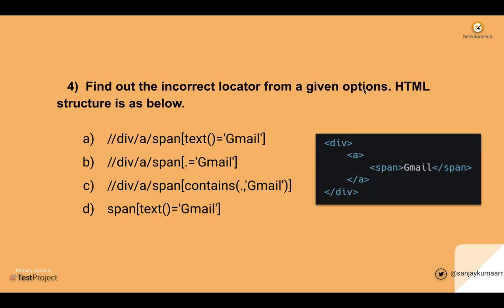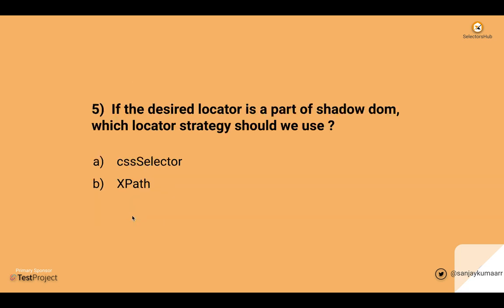Find out the incorrect locator from the given options. HTML structure is as below. So you see that div, a, span, a close. Okay, let's see the options. First option, /div /a /span text is equal to Gmail, looks correct. /div a span dot is equal to Gmail, looks correct. /div a /span contains dot comma Gmail, looks correct. Span text is equal to Gmail. So if you remember, this is a CSS selector and CSS selector doesn't support the text function. So this is the incorrect locator. So the answer is D.